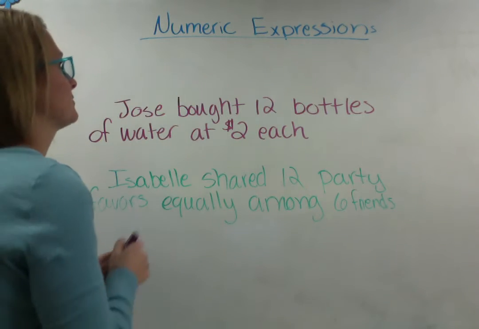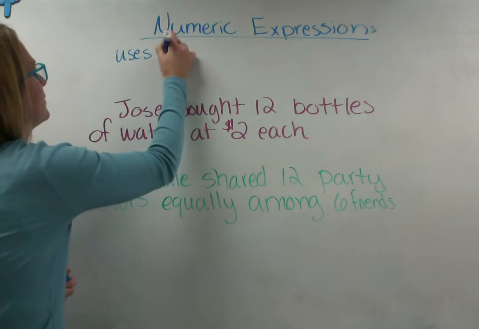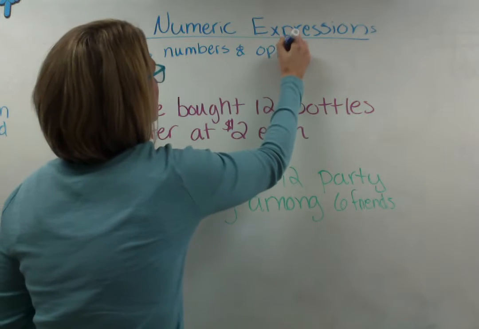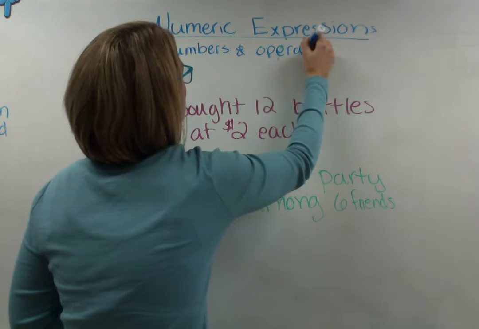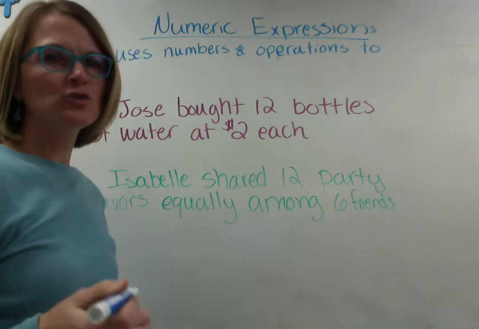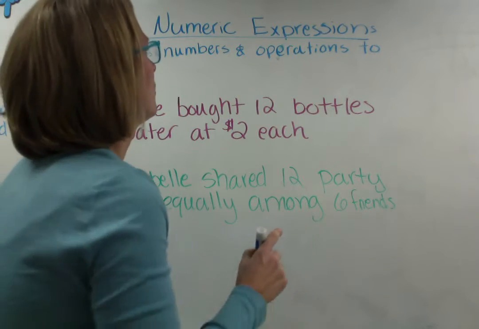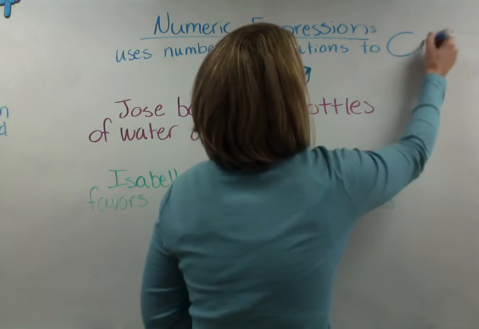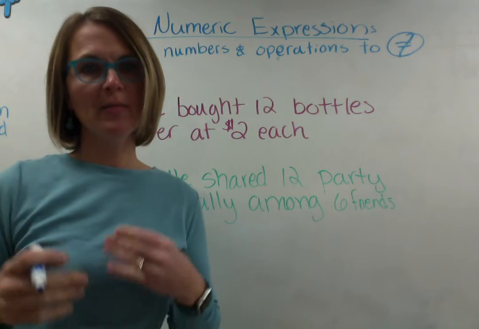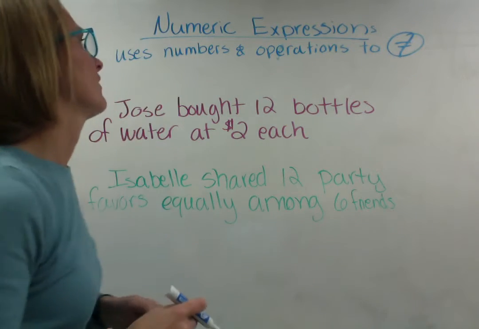A numeric expression uses numbers and operations to give instructions, but it doesn't solve the problem. It uses numbers and operations, but it has no equal sign. It's like the instructions for the problem, but it's not being solved. This is how you would do it if you were to solve it.